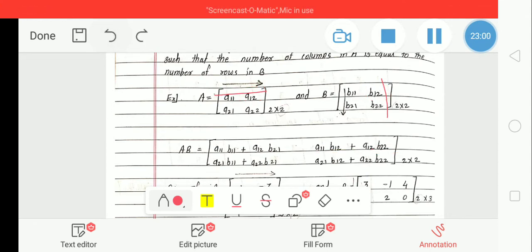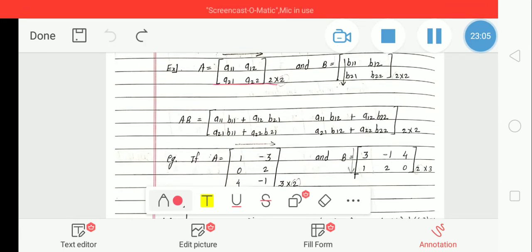Now another one. Next we take the second row, so we can write the second row, and the first column. Now we take the second row and first column, this and this. So A21 multiply by B11 plus A22 multiply by B21 right here.